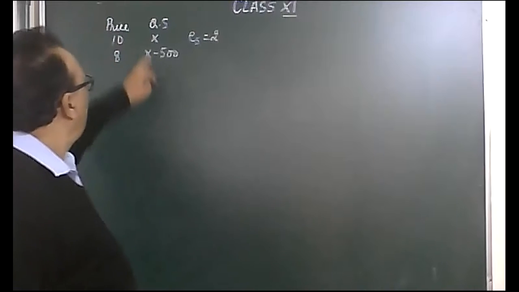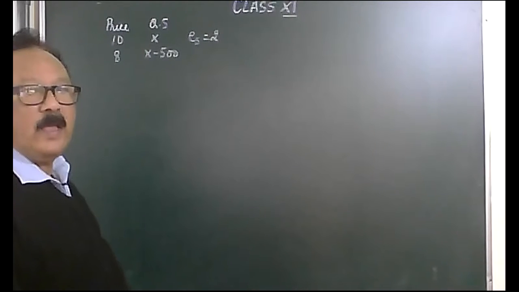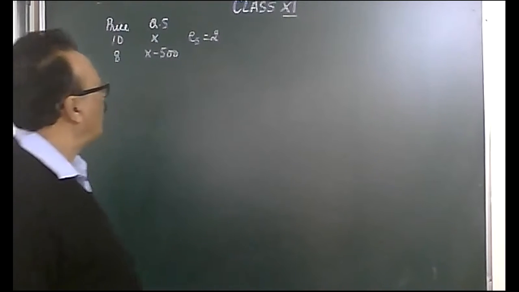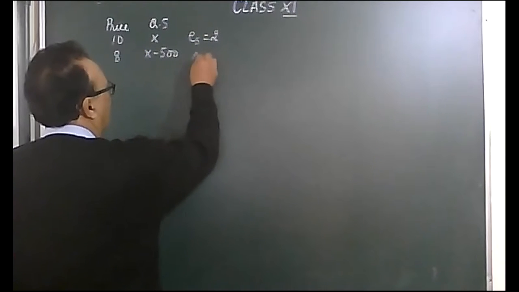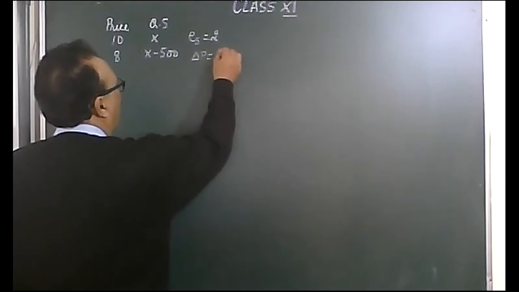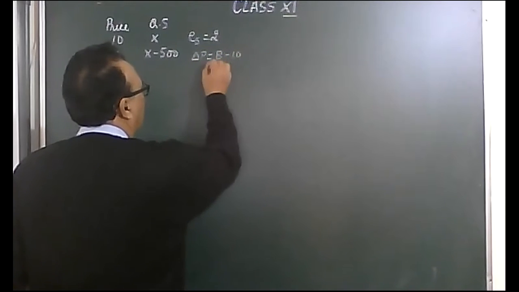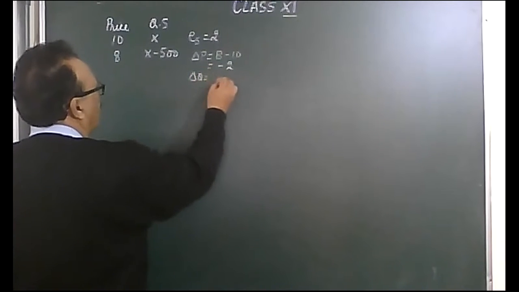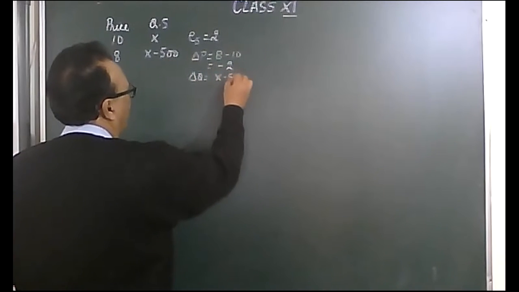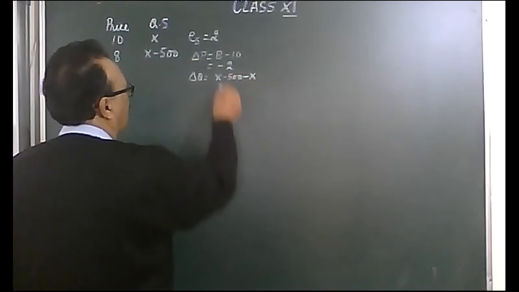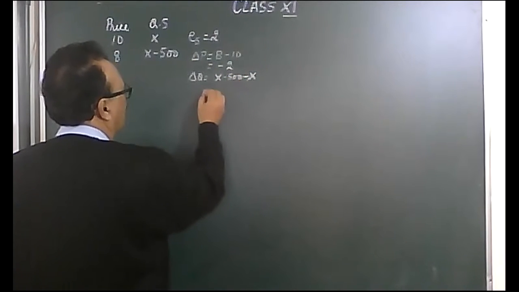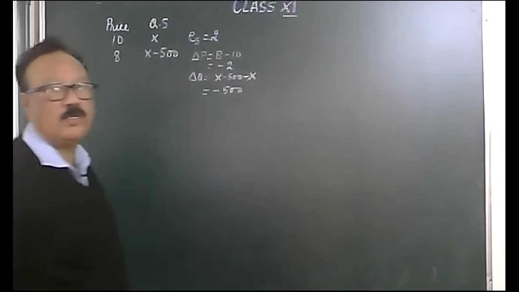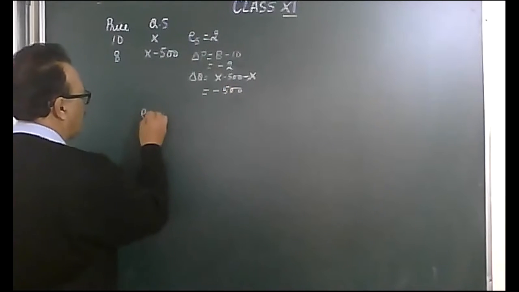The original quantity was X and the new quantity falls by 500. So what we have in this one, we have change in price between 8 minus 10, that is equal to minus 2. Change in quantity would be what? X minus 500 minus X. Plus and minus cancel, so that is equal to minus 500, and we have ES is equal to 2. So now find elasticity of supply.